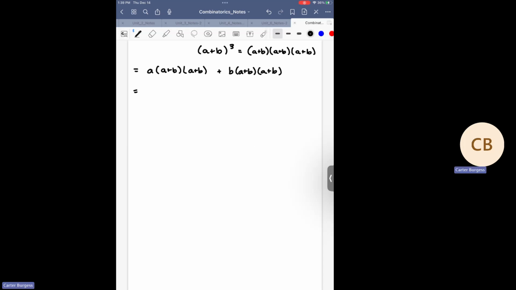So the second object also can either be an A or a B. So if we set our first object to be an A, then we get either A times A plus B, that's if both the first and the second are A's, and we also get A times B times A plus B. And likewise, if the first is a B, we either get B times A plus B, or B times A plus B.